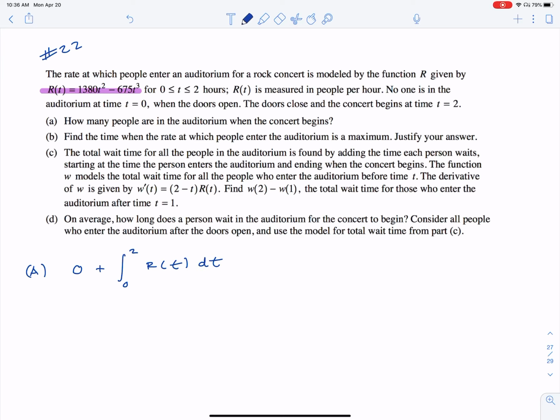Okay, and this, of course, is a calculator question. So I'm going to plug it into my calculator. And when I did, because I already did this ahead of time, I got 980 people.